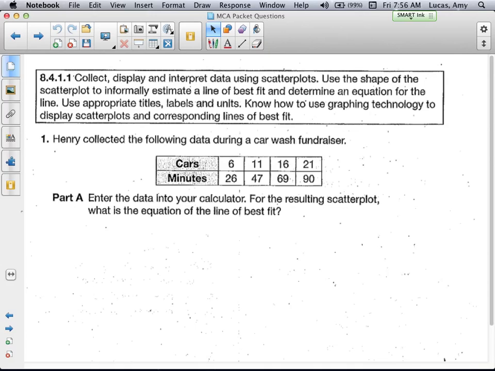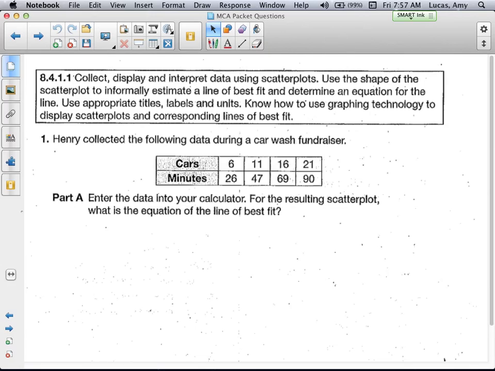Henry collected the following data during a car wash fundraiser. Cars: 6, 11, 16, 21. Minutes: 26, 47, 69, and 90. Part A. Enter the data into your calculator. For the resulting scatter plot, what is the equation of the line of best fit?